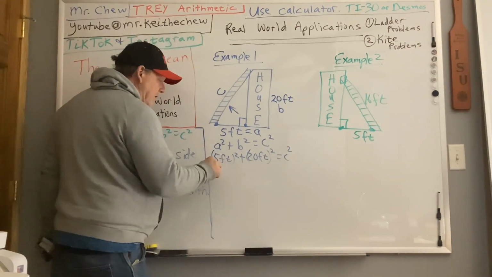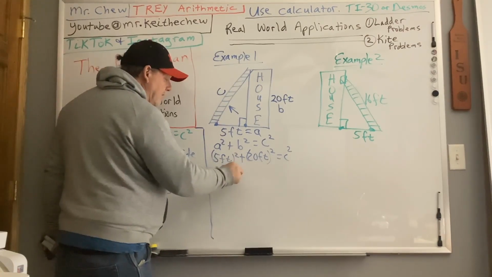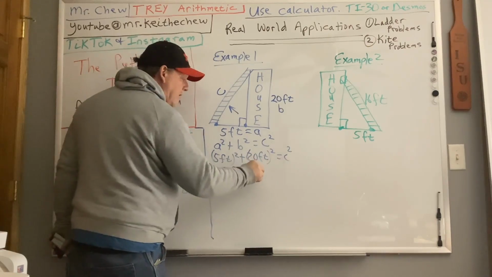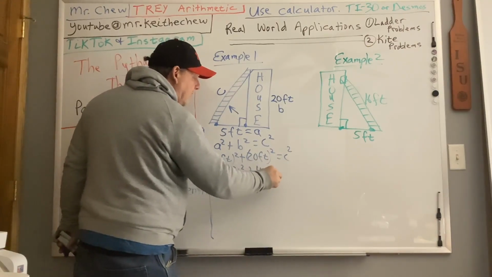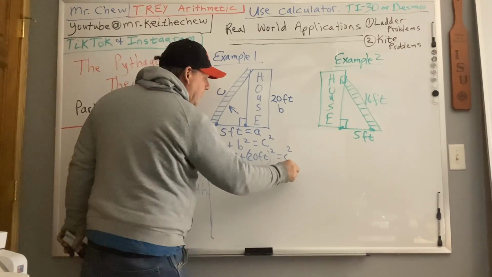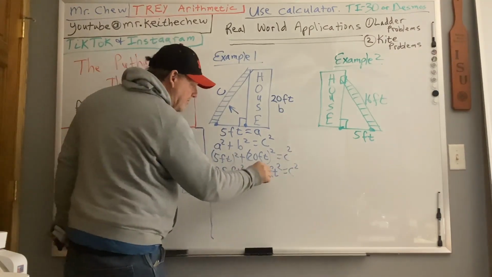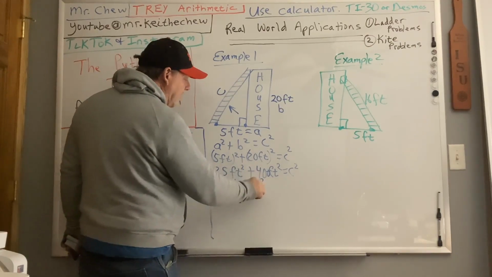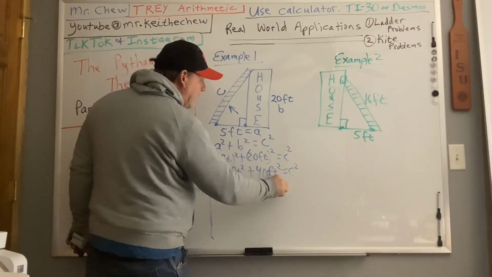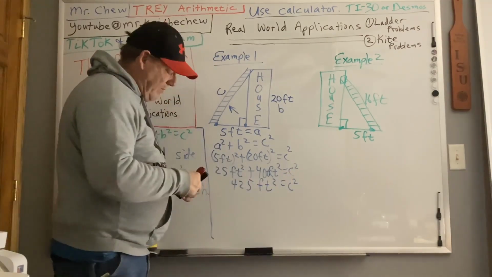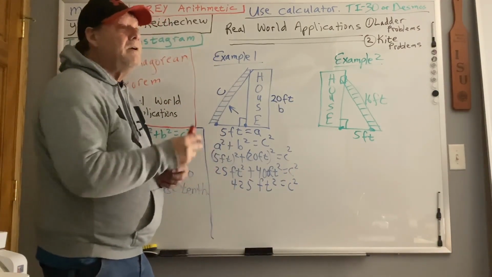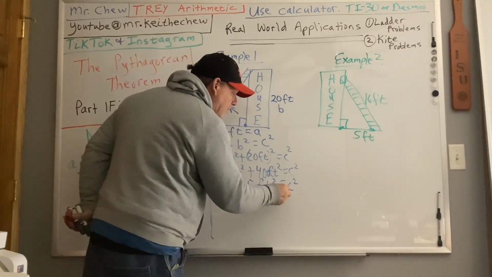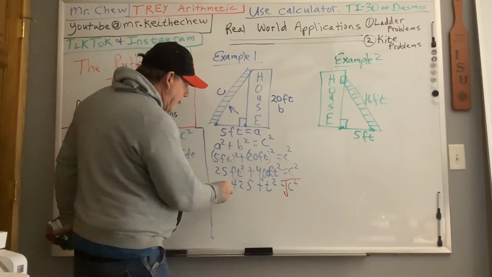5 feet squared is 25 feet squared plus 20 feet squared is 400 feet squared, and that equals C squared. I add the two together, and that's a 400, not a 40. 425 feet squared equals C squared. Now we've been working a lot of these problems in the past 5 or 6 videos. The way you undo a square is to take the square root.